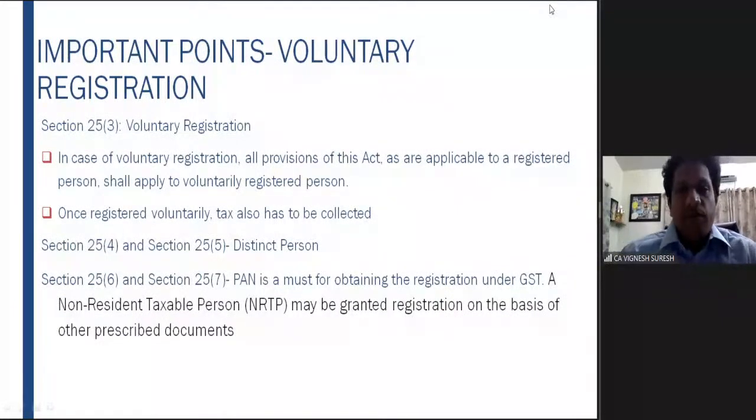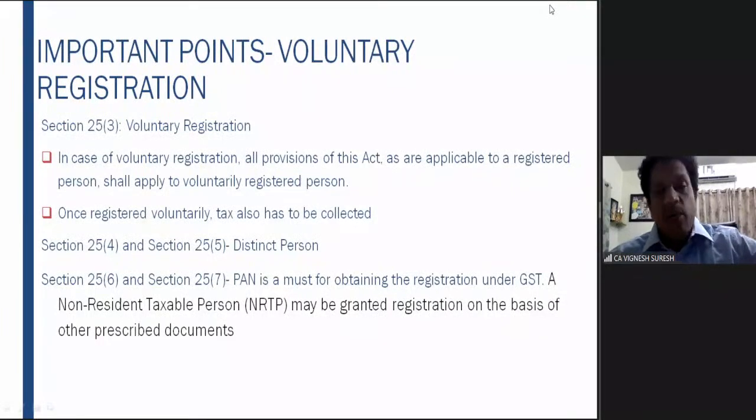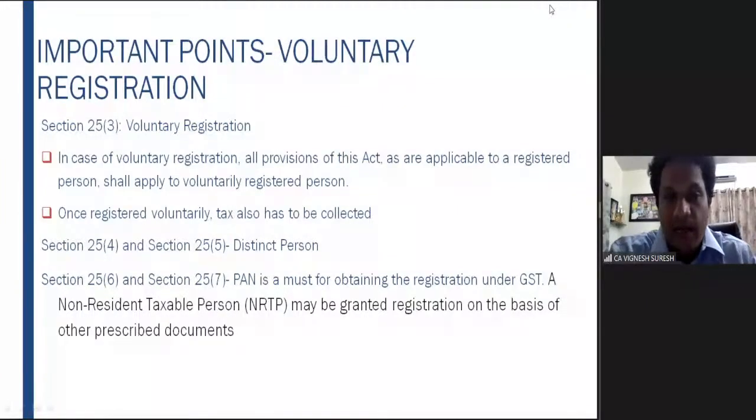Voluntary registration, as we saw: all the provisions applicable to a registered person shall also apply to the voluntarily registered person. Once registered voluntarily, tax has to be collected. There is no way of any escape.